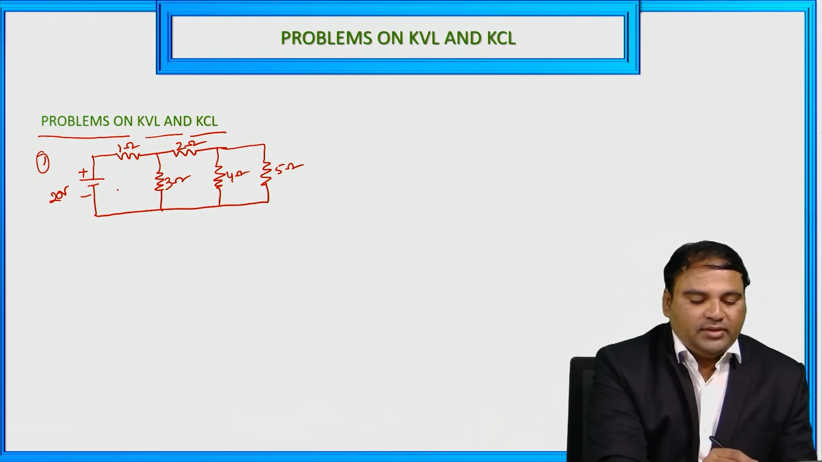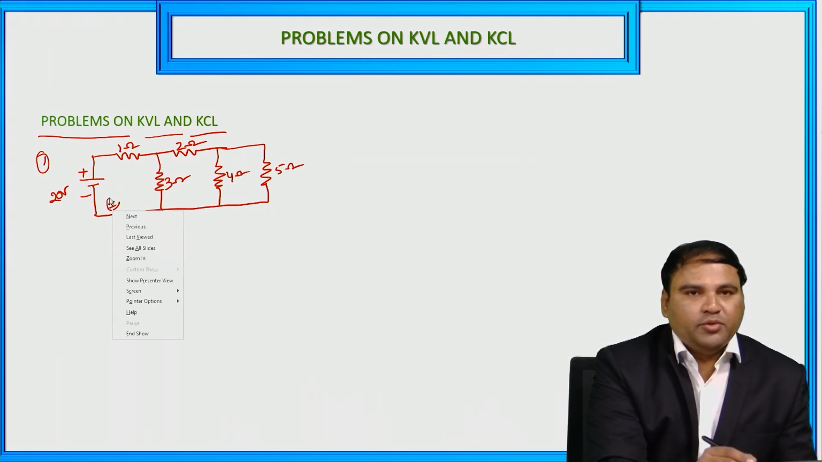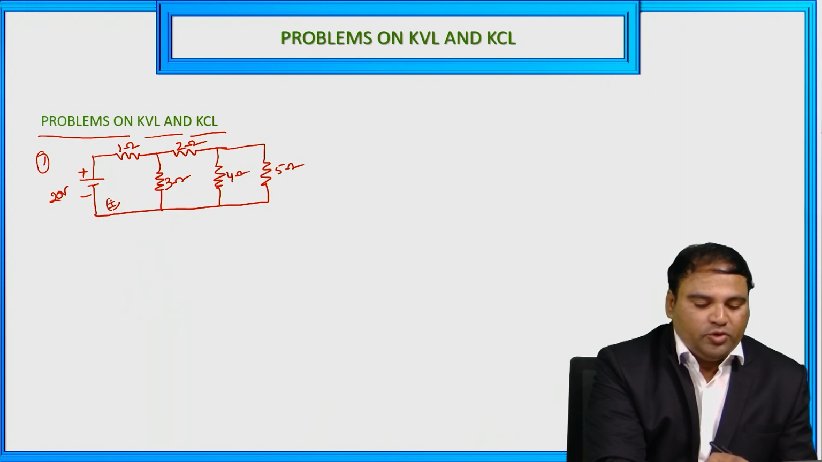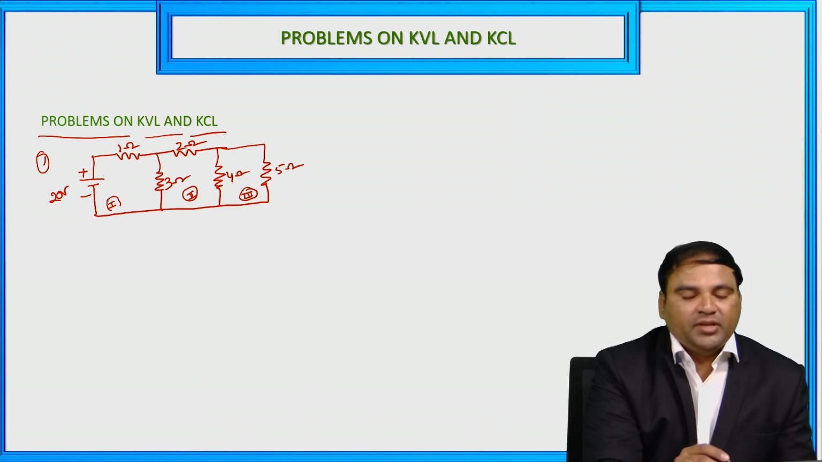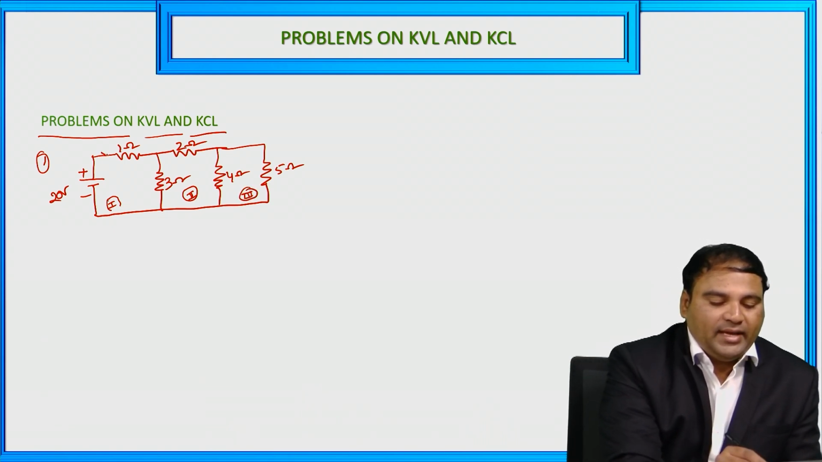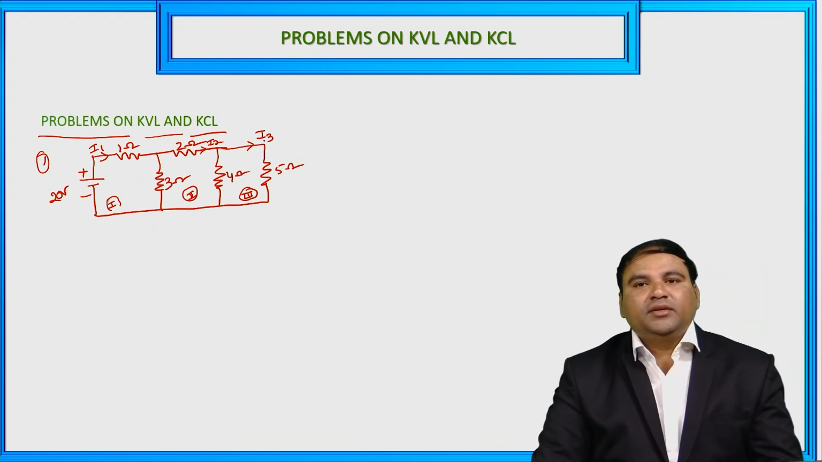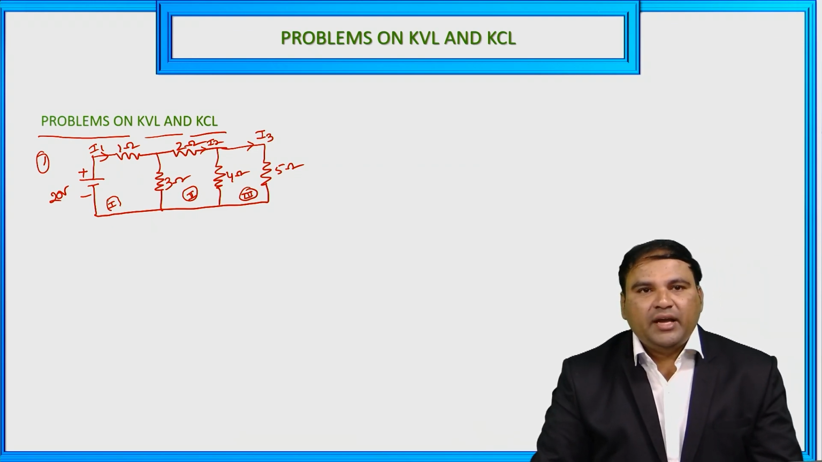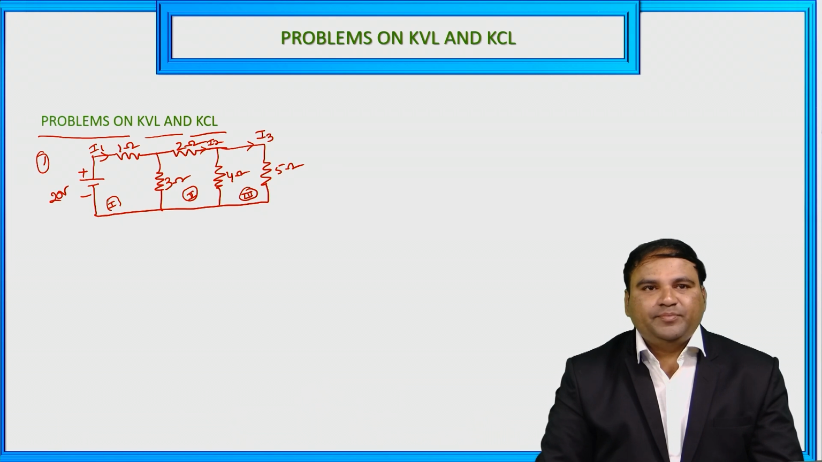Here this is loop number 1, the first loop, this is loop 2, the second loop, and this is the third loop. Total 3 loops are there. The first loop current I am taking as I1, the second loop current as I2, and the third loop current as I3. So in total we have 3 currents, I1, I2 and I3.